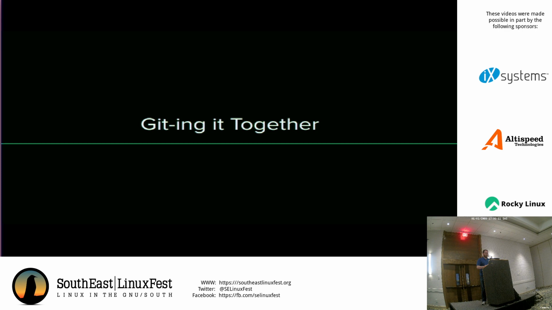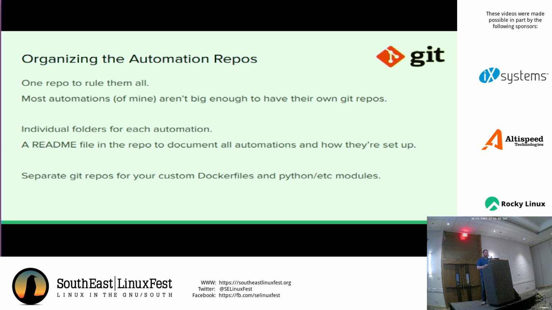So let's take a look at how all these files are tracked and stored. All our automations are stored in one Git repository in individual folders. Most of our automations aren't big enough to warrant their own Git repos, and that would add complexity for our setup. We keep a README file in the repo up to date with basic information about all the automations, like what the name of the cron job is, a short description of the purpose of the automation, and a list of any output files that it's supposed to generate.